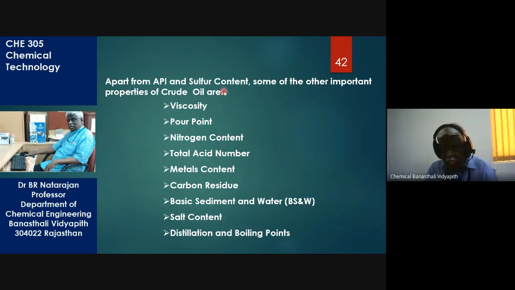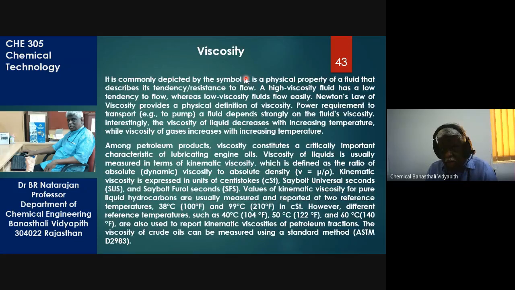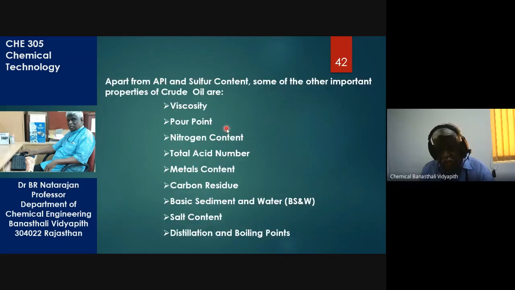Then there are many other factors. Viscosity, pour point, nitrogen content, total acid number, metal content, carbon residue, basic sediment and water, how much salt is there in the crude, distillation and boiling point, all this must be got. Various viscosity measurement is required, because otherwise you will not know whether the crude oil will flow or not. Flow properties is determined by viscosity.